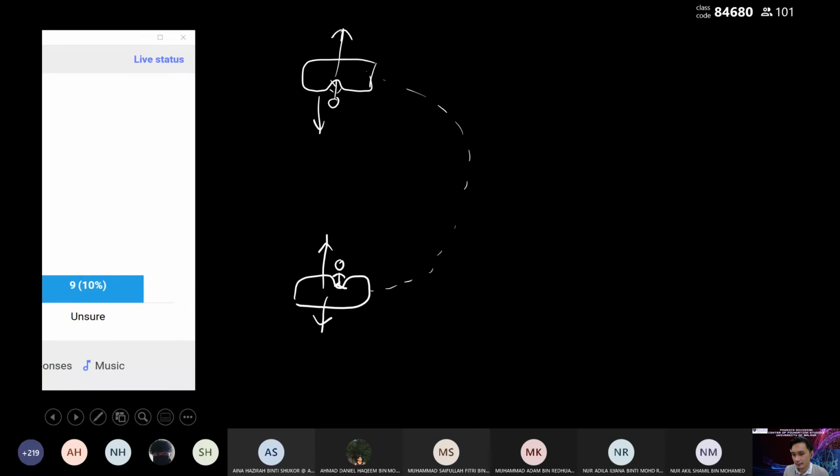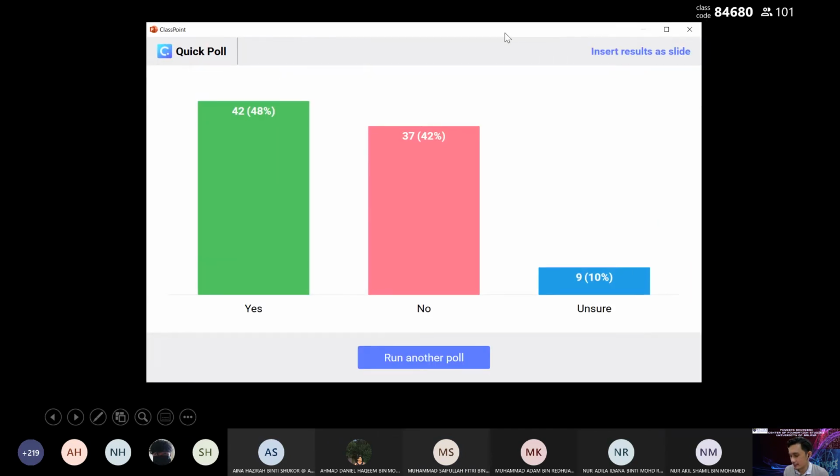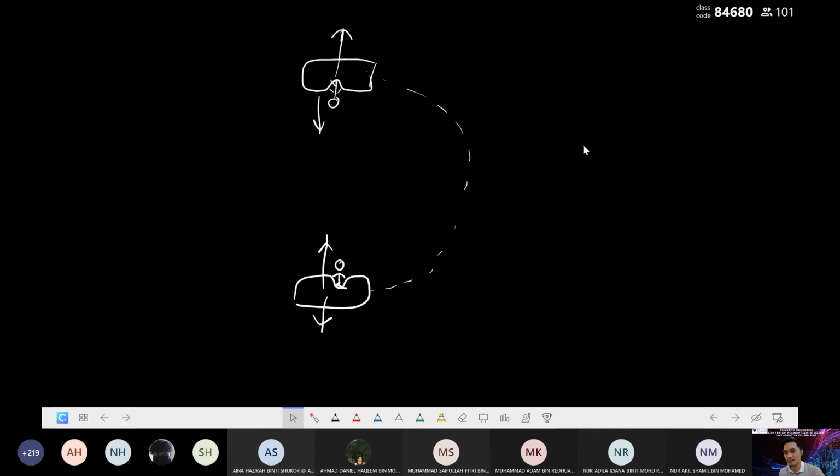Maksudnya normal ke atas is yes, normal ke bawah is no. So saya tengok ramai yang unsure, tapi jawapan dia sebenarnya kita pergi balik basic. Apa maksud normal force? Normal force is anything that contact with the plane. Jadi bila dia dah terbalik macam tu, the plane is here, so the normal is here lah, ke bawah, bukan ke atas anymore. So dia normal akan jadi sama dengan the weight. Yang ini nanti saya akan tunjuk soalan next. Okay? Boleh?